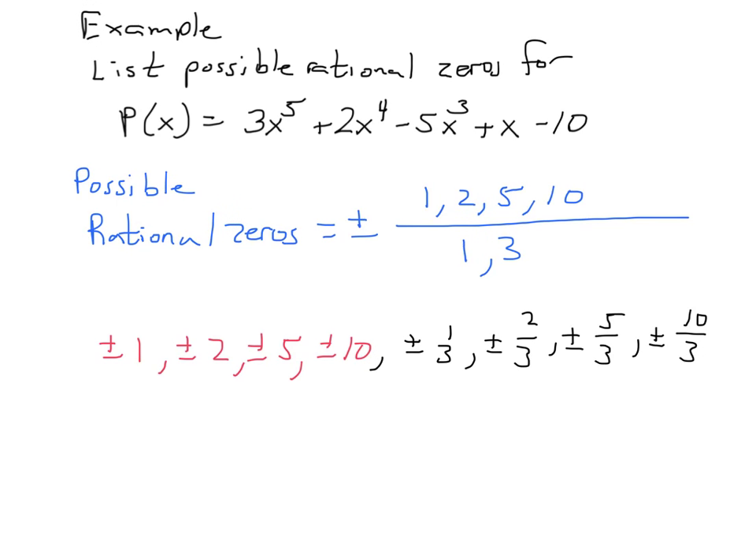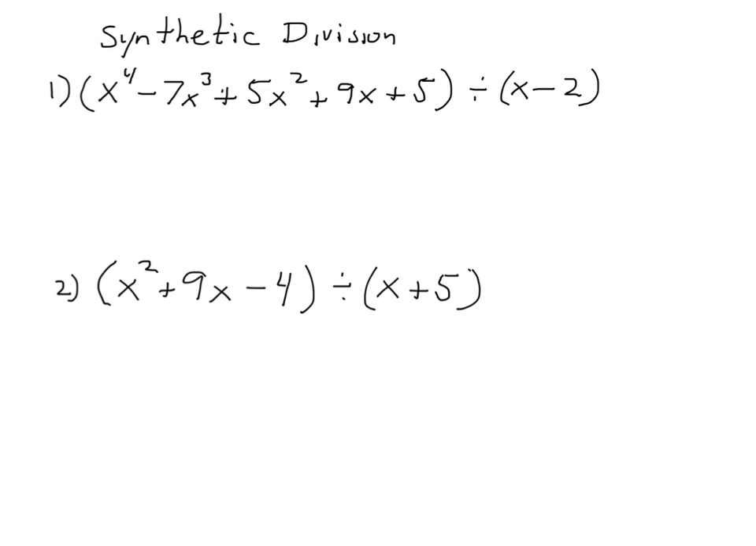This now will end the video that we have for doing the division with polynomials and looking at this rational zero test. I'm going to ask you to do just a couple things here. I would like you to do 2 more synthetic division problems: x to the 4th minus 7x cubed plus 5x squared plus 9x plus 5 divided by x minus 2, and x squared plus 9x minus 4 divided by x plus 5.